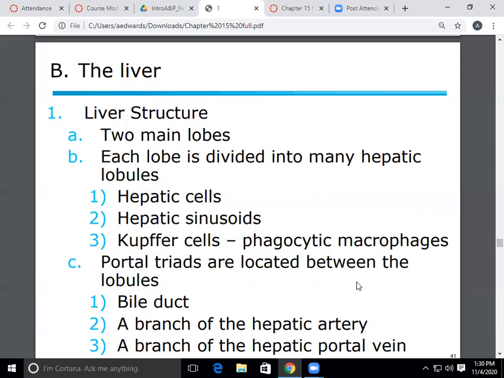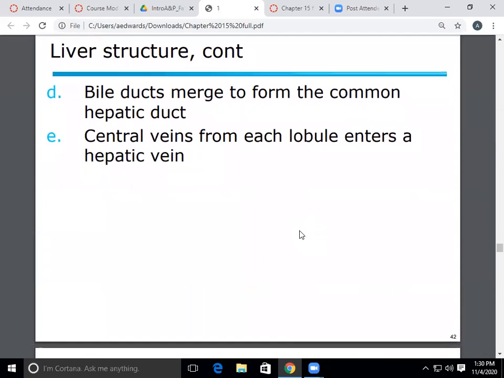You also have portal triads located between the lobules. And it's triad because it's composed of three things. Composed of a bile duct, branch of a hepatic artery, branch of a hepatic portal vein. Okay. So those three things make up a triad. Okay, the bile ducts will merge together. They'll create what we call a common hepatic duct. And you also have central veins from each lobule that connect to form or enter a hepatic vein.